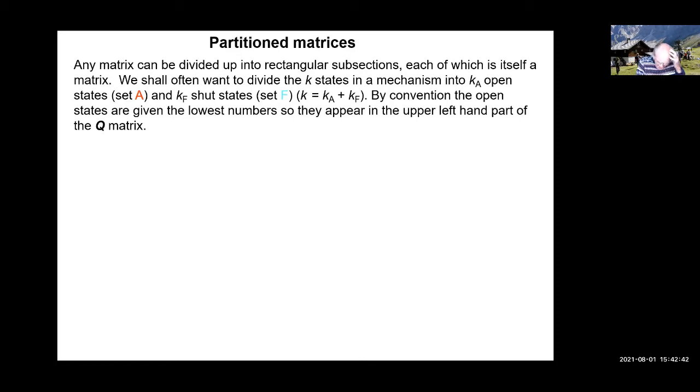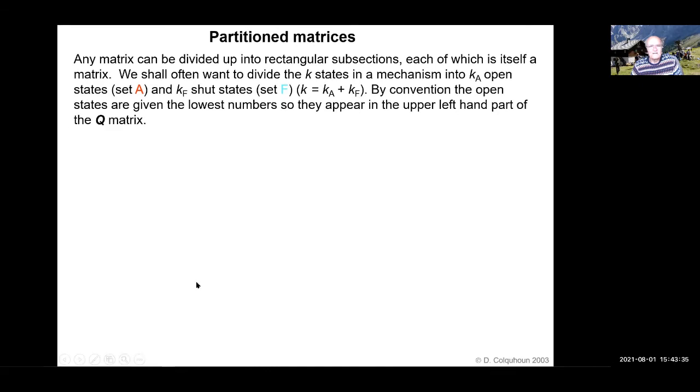In order to take advantage of the simplification of things by using single channels, we can notice that any matrix can be divided into rectangular subsections, each of which is itself a matrix, or a submatrix, a partition matrix, we call it. We'll often want to divide the K states in a mechanism into K subscript A open states, which are set A, and K subscript F shut states, which are set F. So the total number of states is KA plus KF.